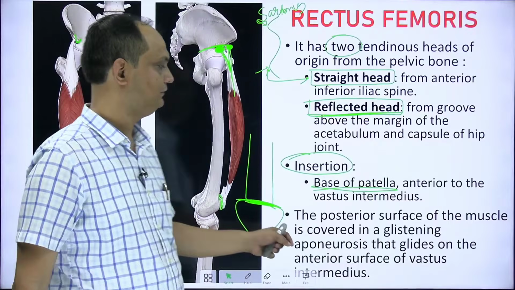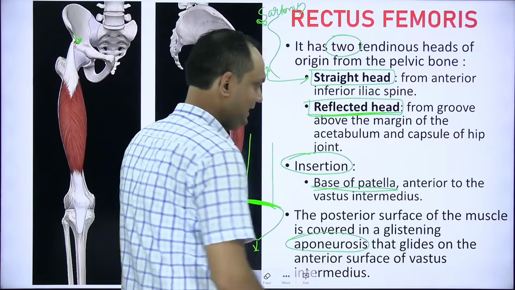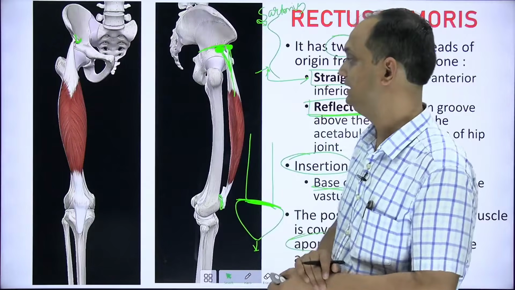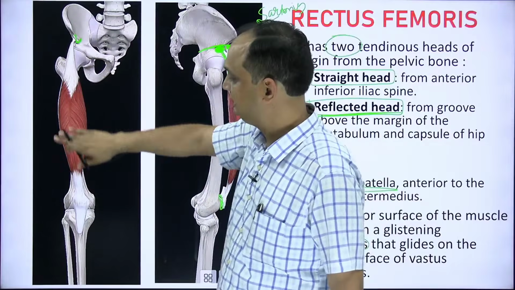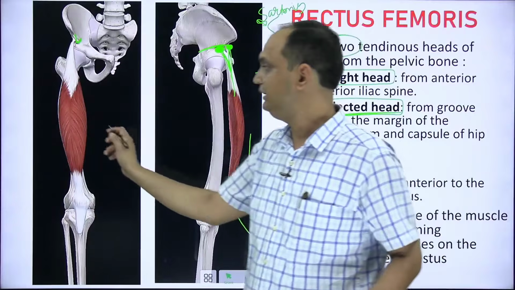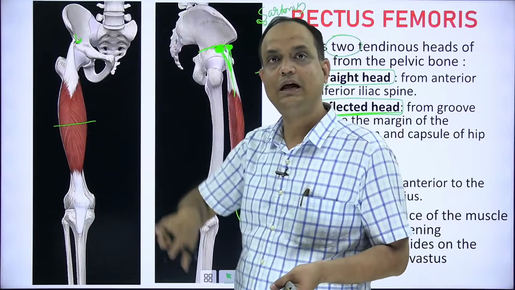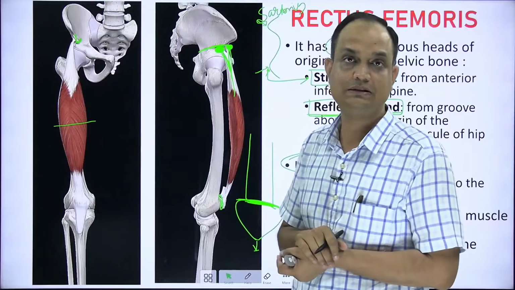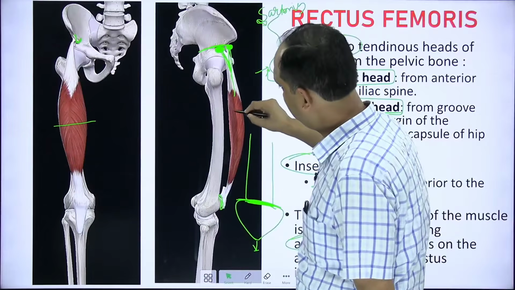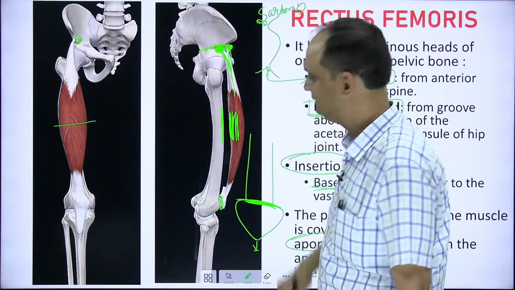Now, the posterior surface of the muscle is covered by a glistening aponeurosis, and that allows this muscle to glide on the anterior surface of vastus intermedius. Here you can see that this is the rectus femoris, which is the most superficial component of quadriceps femoris. If you cut this rectus femoris, you will find that below you have an intermediate muscle, that is vastus intermedius. This is the profile or lateral view of the muscle. You will find that there is a gap between the shaft of the femur and the posterior surface of this muscle here.